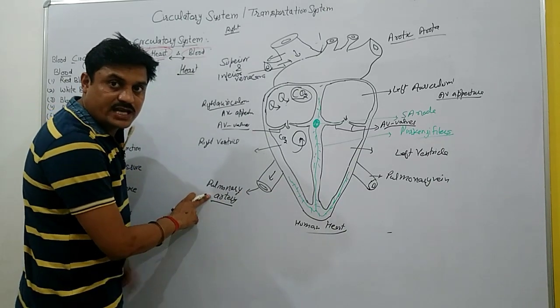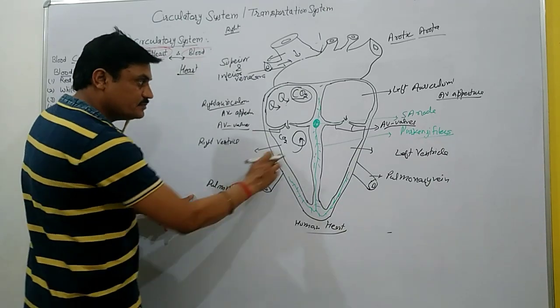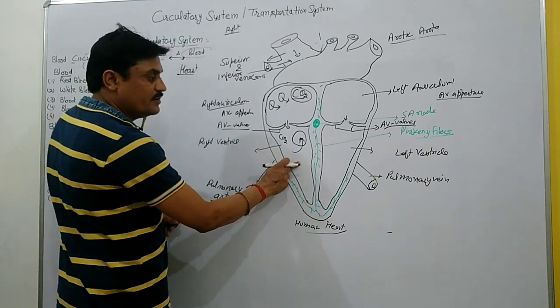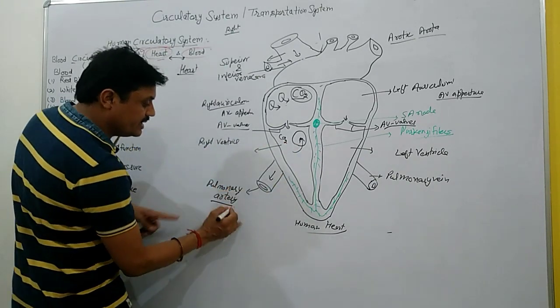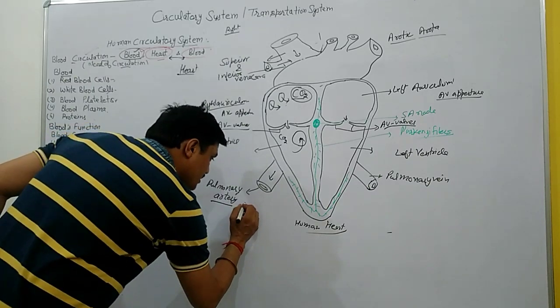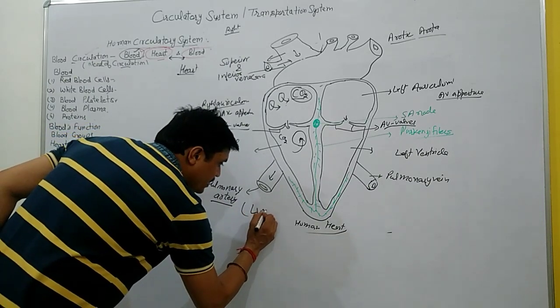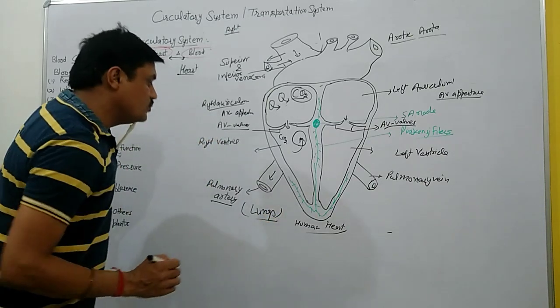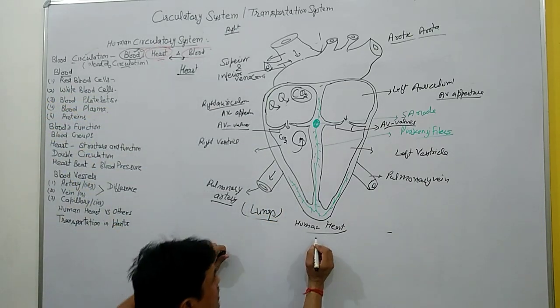An artery is that vessel which takes away the blood, because the right ventricle sends this blood to the pulmonary artery, means to the human lungs. In the human lungs, the blood. These are the lungs here.